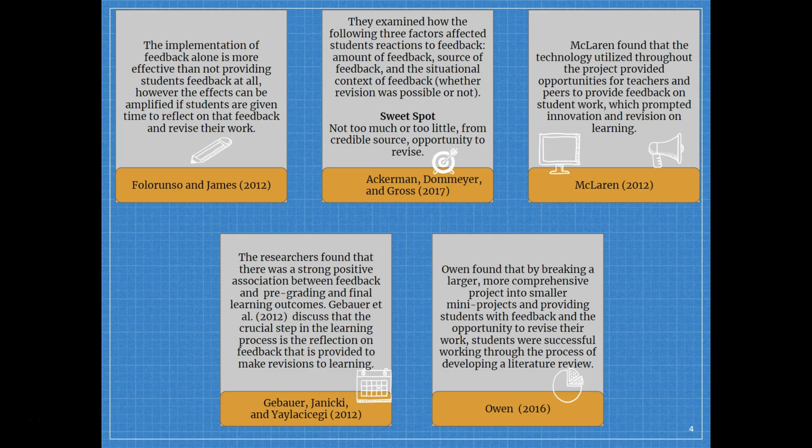Next, Ackerman, Domeyer, and Gross, 2017, examined how the following 3 factors affected student reactions to feedback. They looked at the amount of feedback, the source of the feedback, and the situational context of feedback, whether or not revision was possible. In other words, what they tried to do was find the sweet spot for feedback. Not too much or too little, make sure that it was from a credible source, whether with peers or a teacher. And lastly, they looked to see the effects on the opportunity to revise.